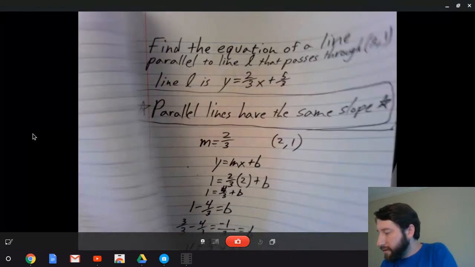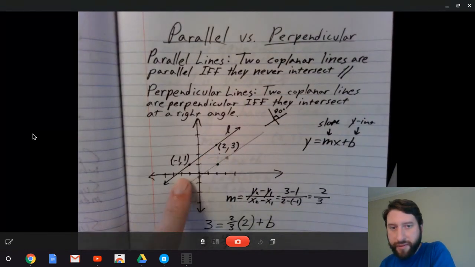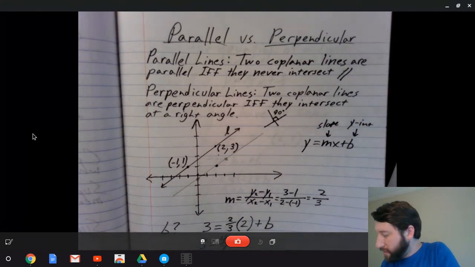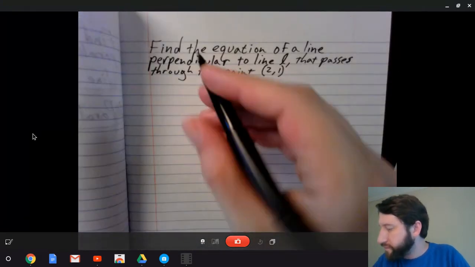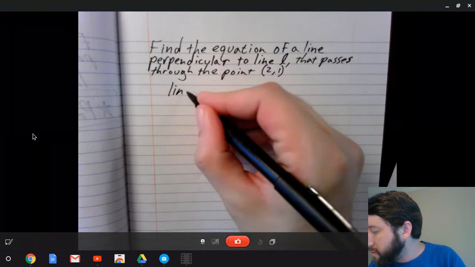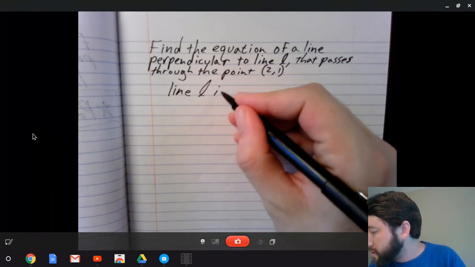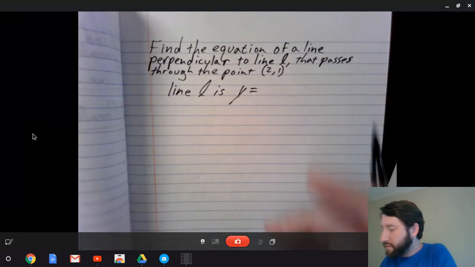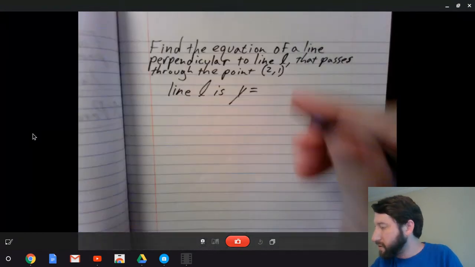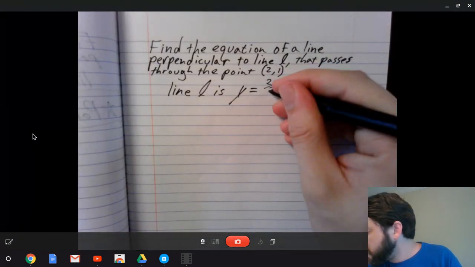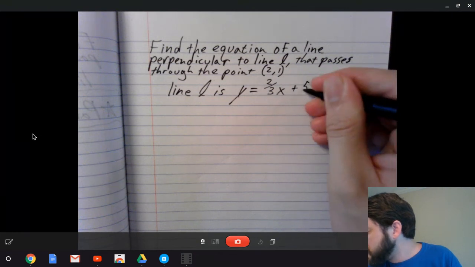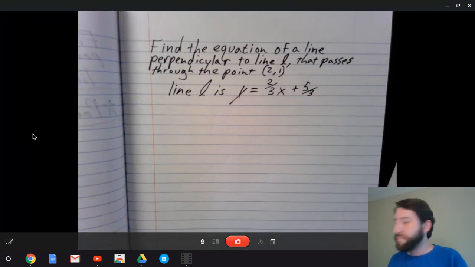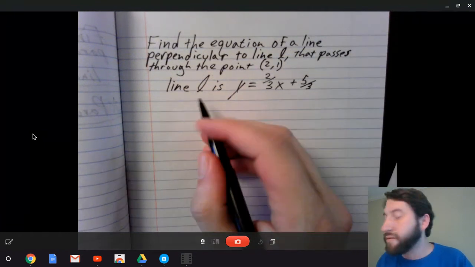If we look at line L over here, we found the equation earlier. Line L is y equals 2/3 x plus 5/3. All right, so that was our original line L.